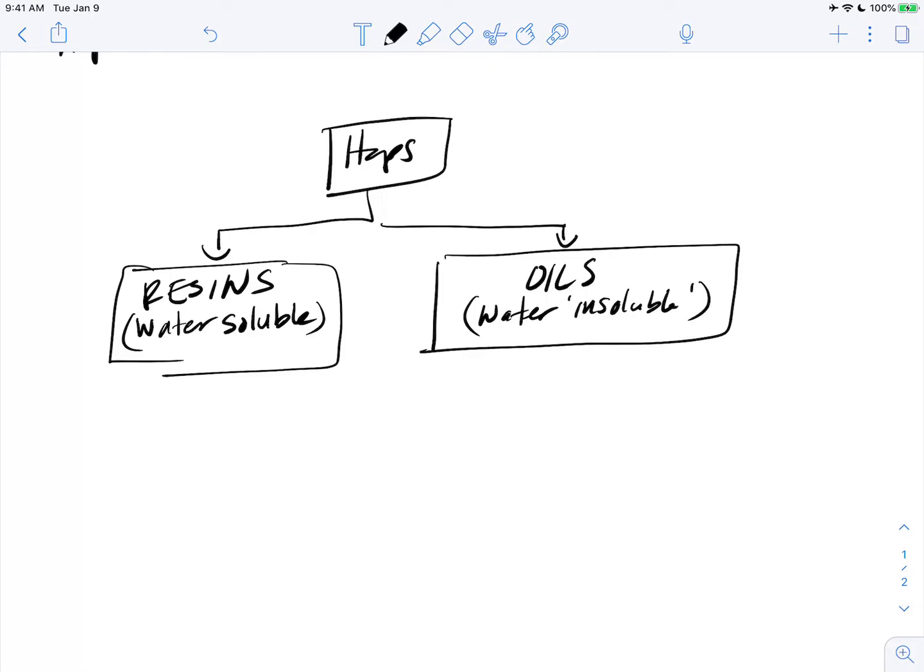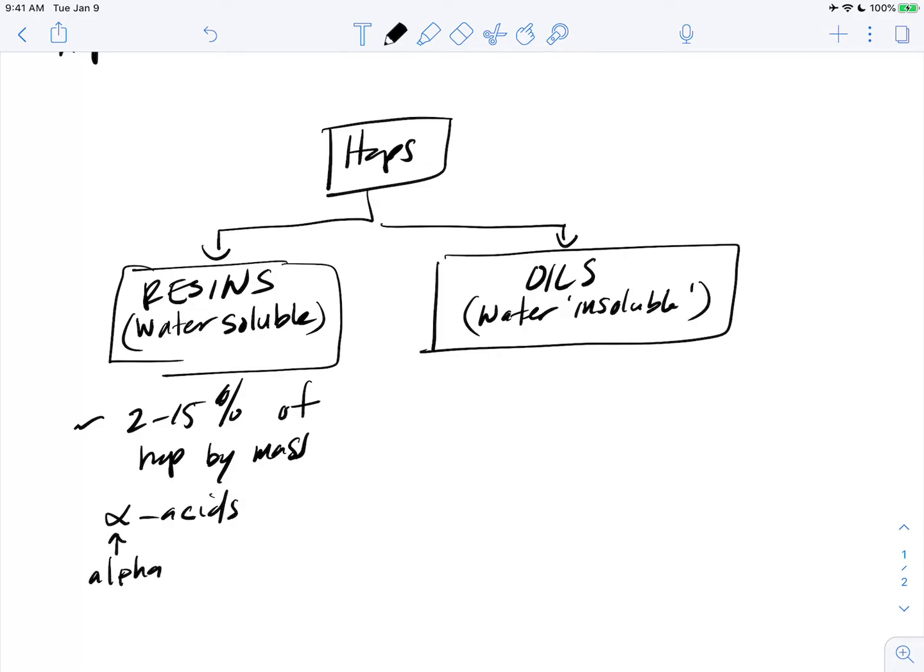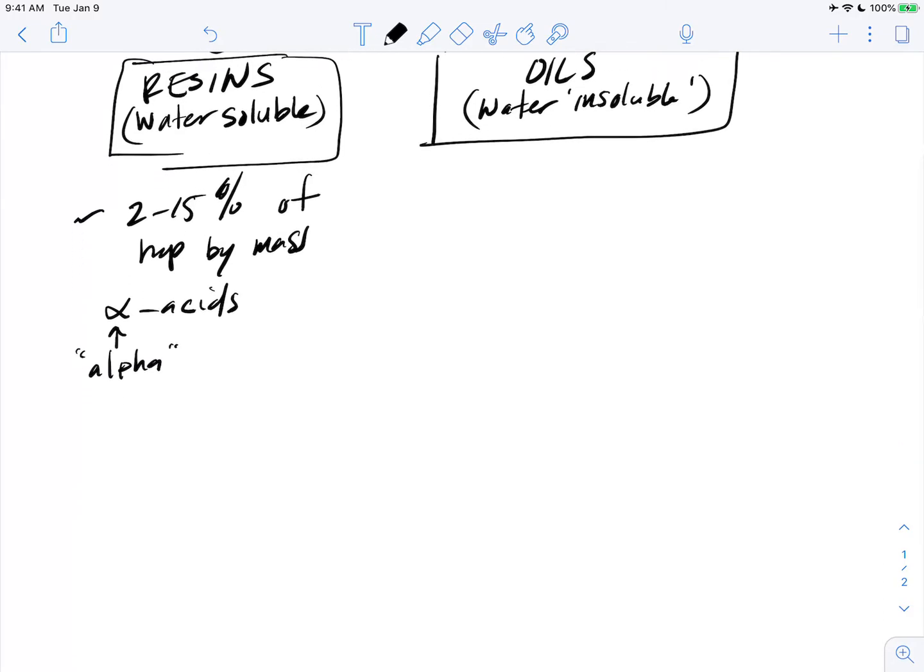Each hop variety has a different amount. For example, most hops contain about 2 to 15% of hop by mass of what are called alpha acids. This is an alpha. So alpha acids make up about 2 to 15% of hops. They are in the boil, in a process called isomerization, which basically means a bond is flipped, which gives it very unique properties.